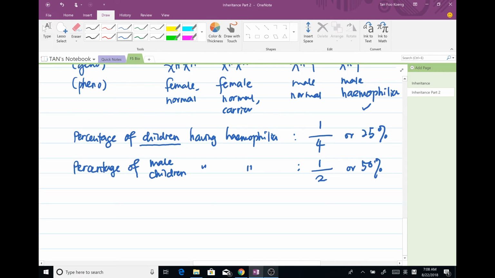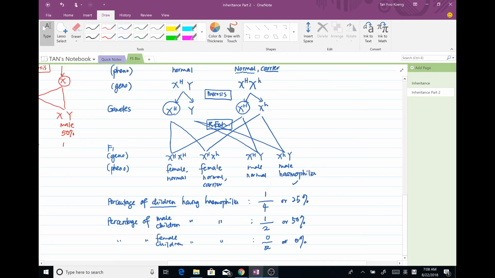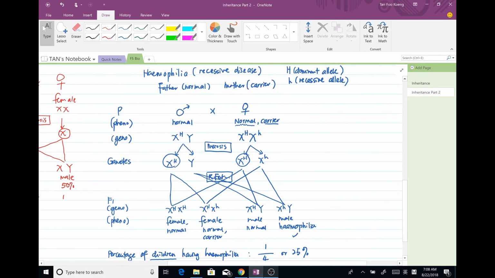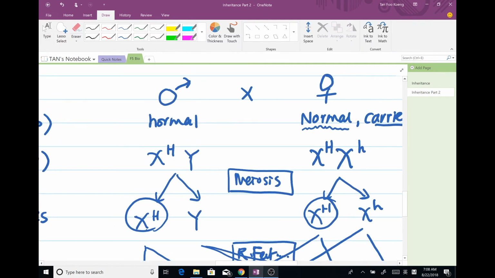Now, what about the percentage of female children that have hemophilia? Likewise, it is also out of 2. Out of 2, none of them gets hemophilia, so it's 0%. Okay, so remember, if you know that that disease is a sex-linked disease, make sure that you write the X and the Y first before you write the allele.